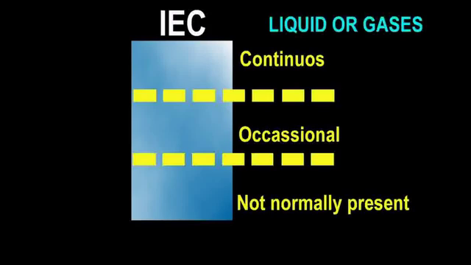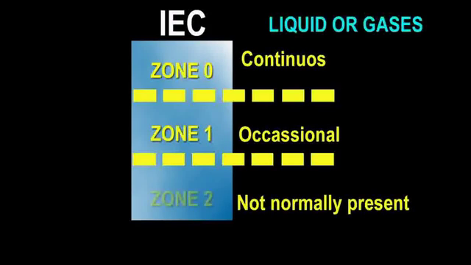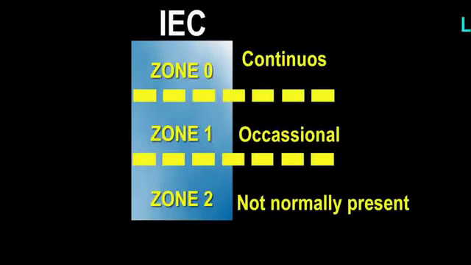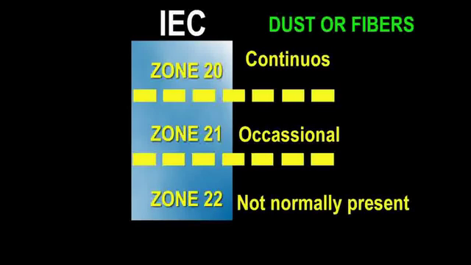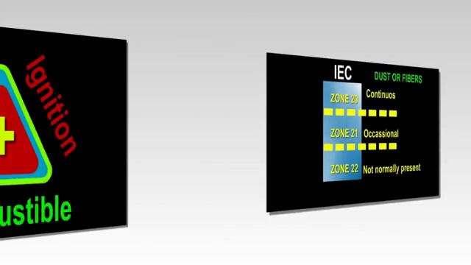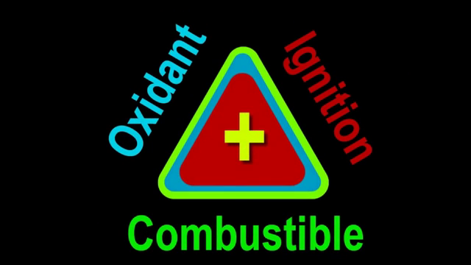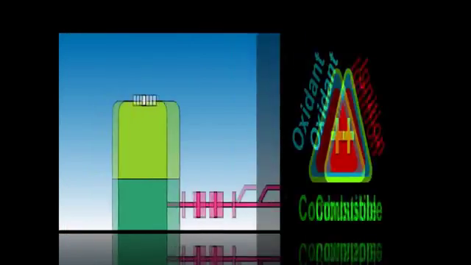For liquids and gases, the area classifications are Zone 0, Zone 1, and Zone 2. By altering the physical material to dust or fibers, the area classification numerical value changes to Zone 20, Zone 21, and Zone 22. Referring back to the necessary requirements for an explosive triangle, we know we need an ignition source, oxygen, gas, and/or dust combustible material in the correct mixture within the atmosphere.